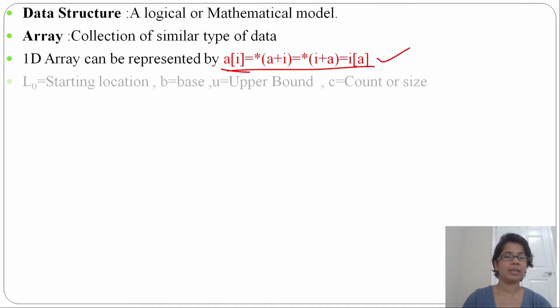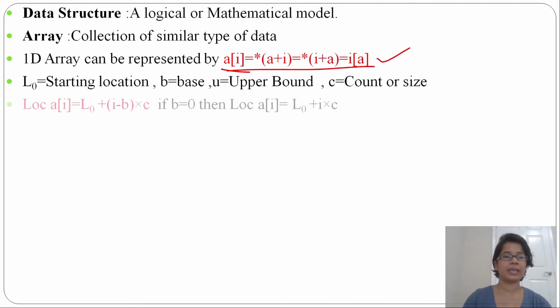Next, find the location. Suppose L0 is the starting location, B is the base, U is the upper bound, and C is the count or size. Then the location formula is A[i] = L0 + (i - B) * C. In most cases B is 0, but in a question B may be something different. If B is 0, then it is simply L0 + i * C.